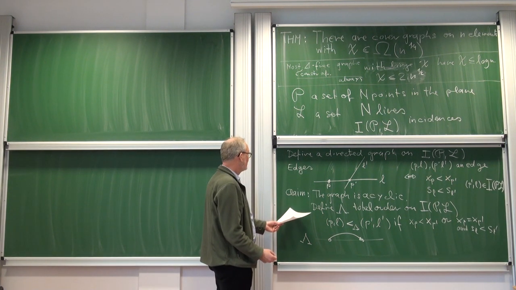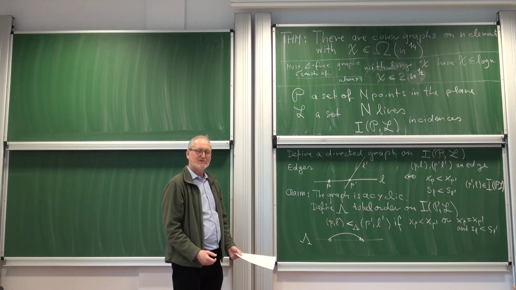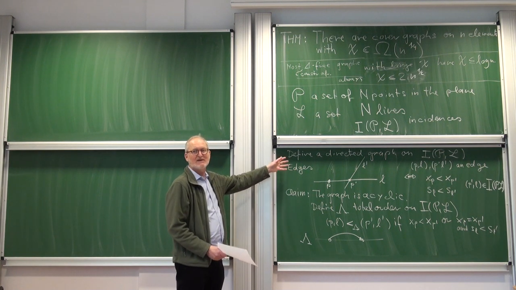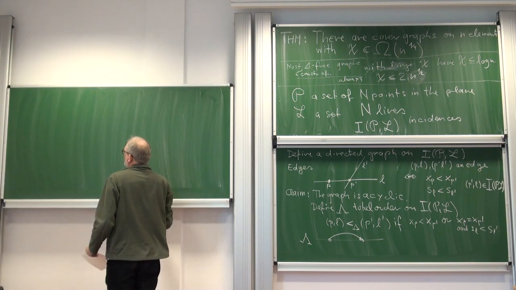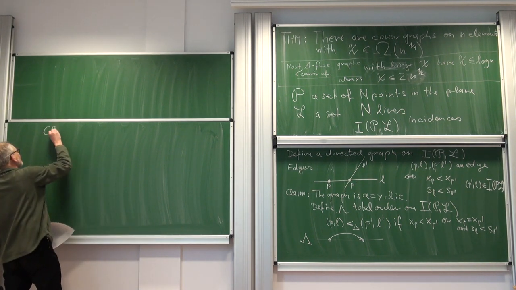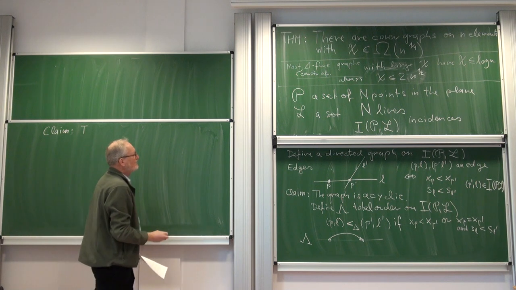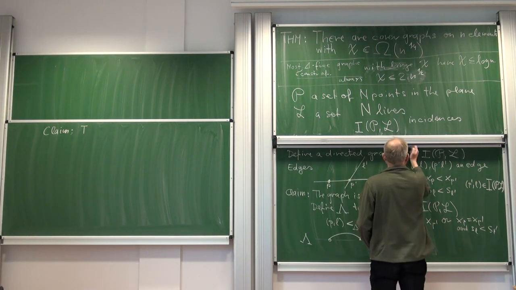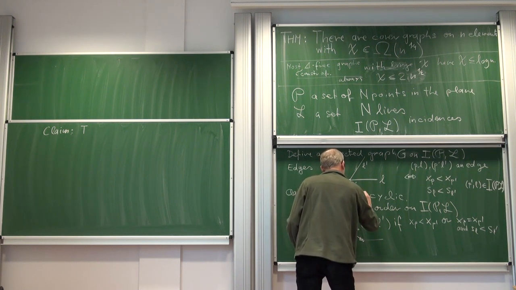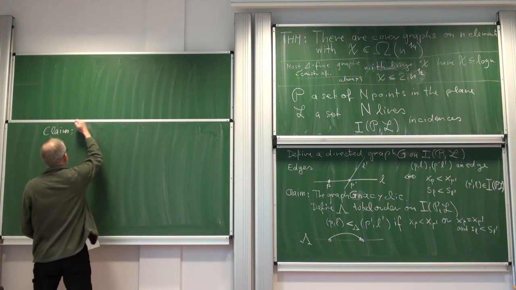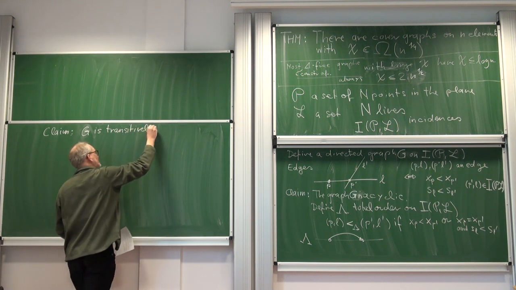And now the next claim is that this graph is transitively reduced. It doesn't have transitive edges. So it's an orientation of a diagram which corresponds to a poset, an acyclic orientation of a cover graph. So this is the second claim. Maybe it's good to call it G. G is acyclic, G is transitively reduced.